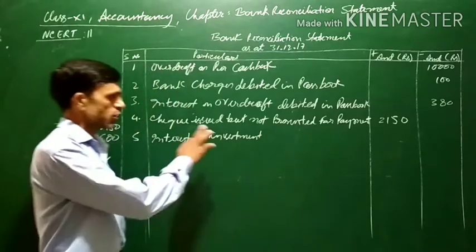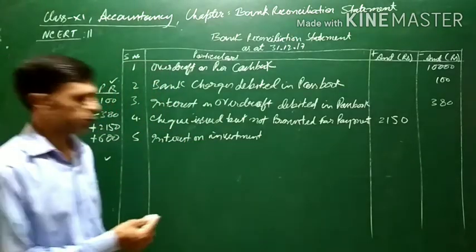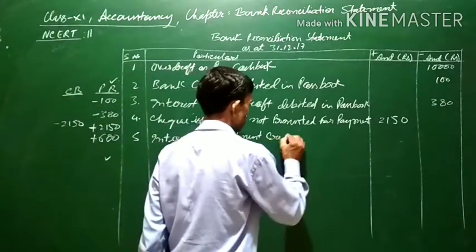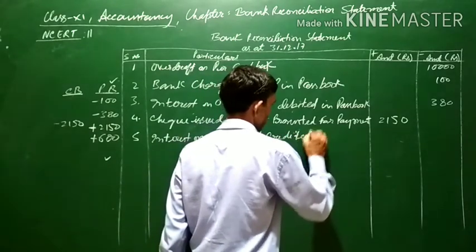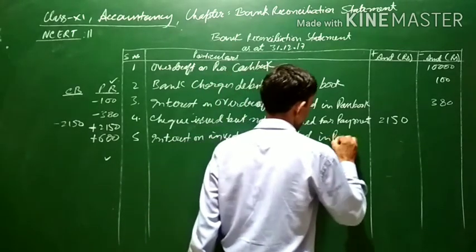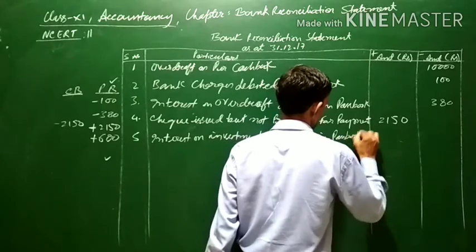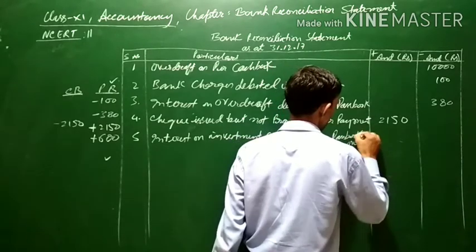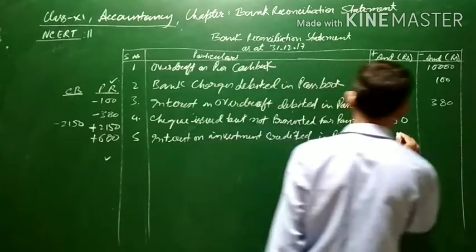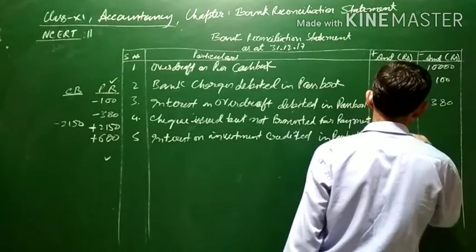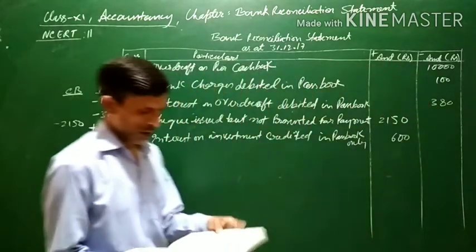Investment, you can say interest on investment credited in the passbook only. You can write credited in the passbook only, amount is 600. So there will be 600 additional balance showing in the passbook.